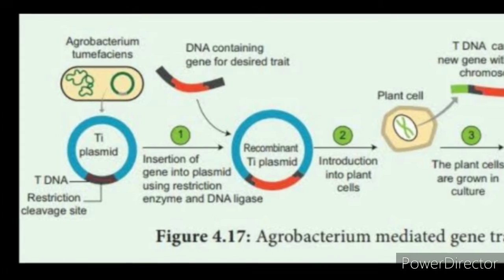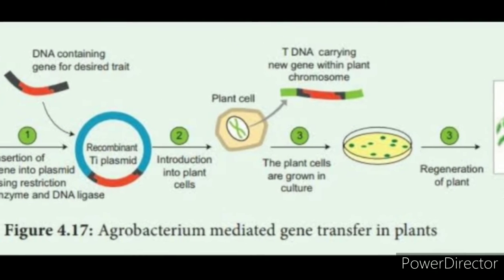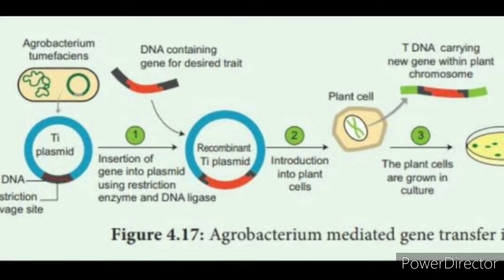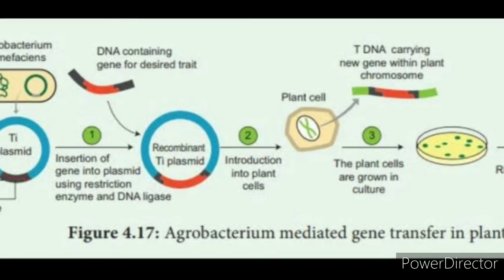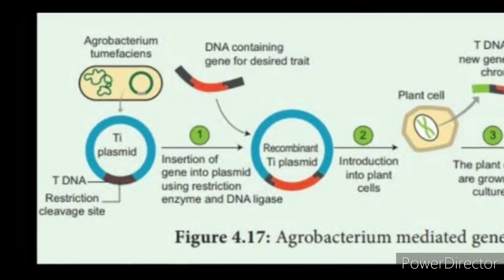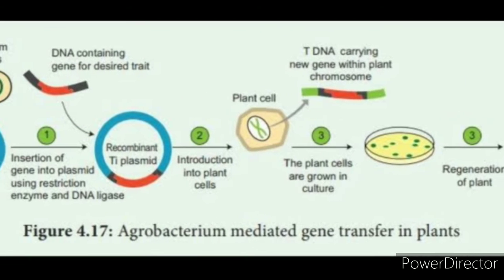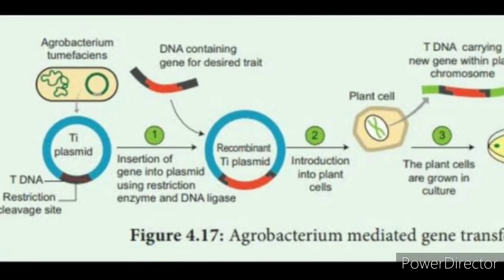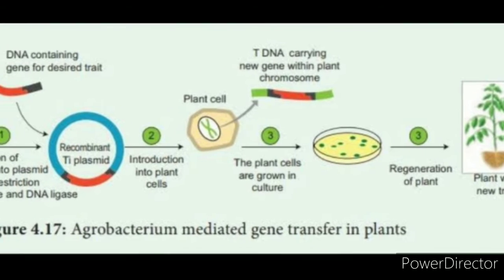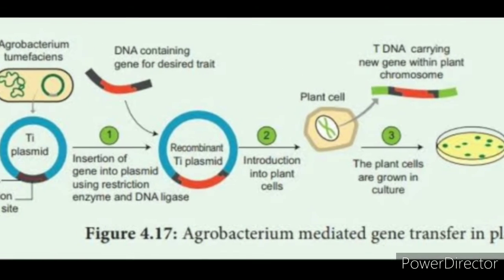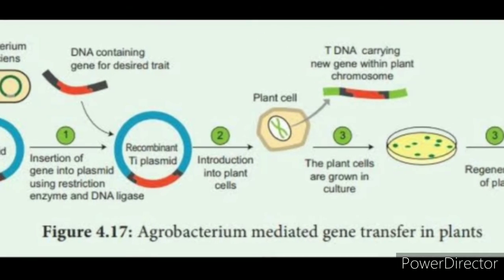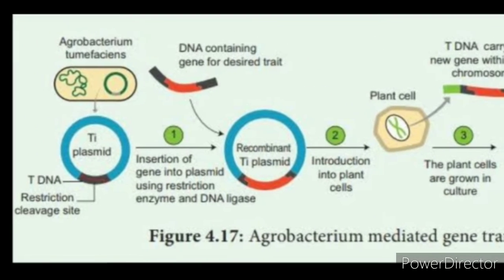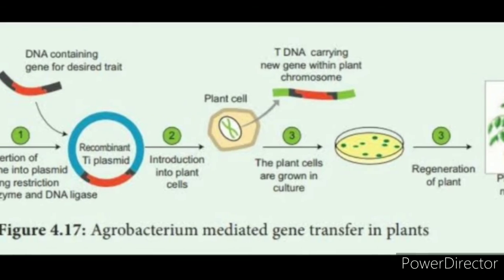The foreign gene, it may be insect resistance or pest resistance or antibiotic resistance, is cloned in the T-DNA region of the Ti plasmid in place of unwanted DNA sequence. So the plant can regenerate with the new trait. Here the gene is transferred with the help of the Ti plasmid. So it is called vector mediated gene transfer.